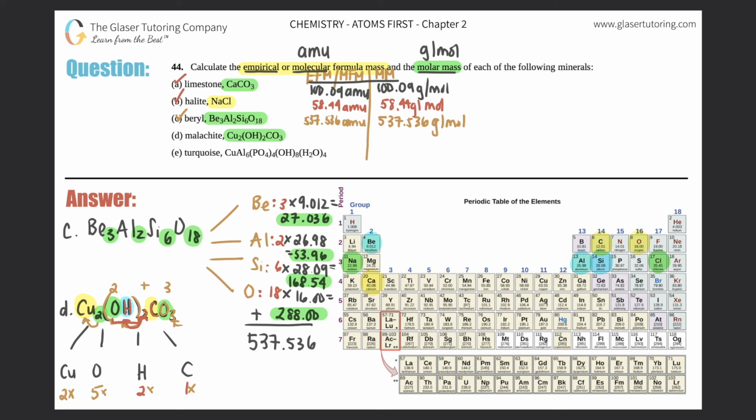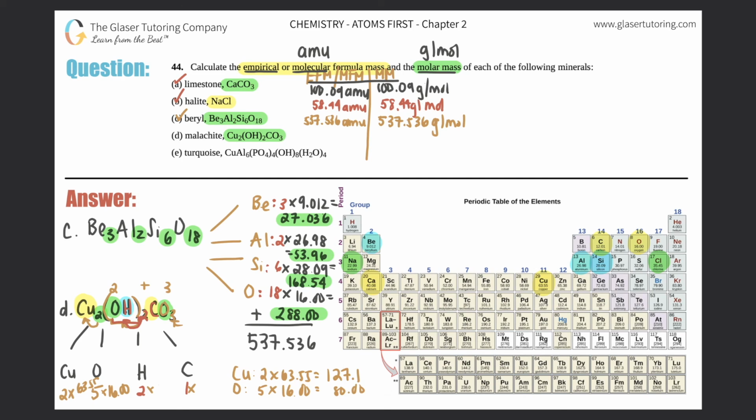Copper is a transition metal. It's over here. It's 63.55. So I'm just going to put that over here. So copper is 2 times 63.55. So 2 times 63.55, you get 127.1. Oxygen, we found out before, was 16.00. So oxygen, 5 times 16.00, we get 80.